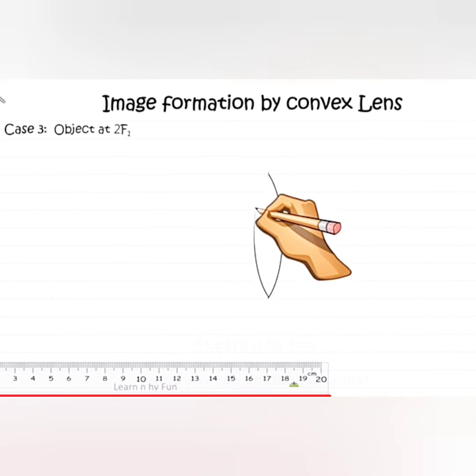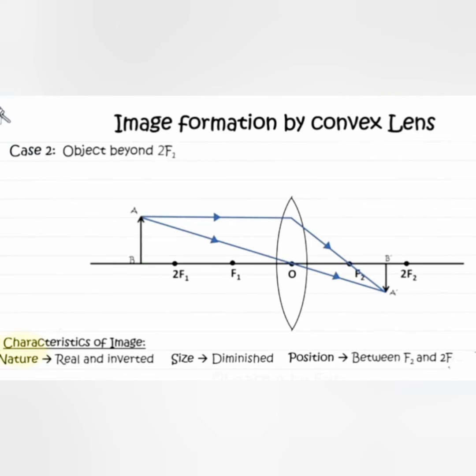Look carefully that AB is the object, and after refraction both lines meet together at the same point, A prime and B prime, and it is placed between f2 and 2f2. This is the image. And what is the characteristics of the image? Real and inverted. Size diminished, because the actual size AB is larger than the image, and position between f2 and 2f2.